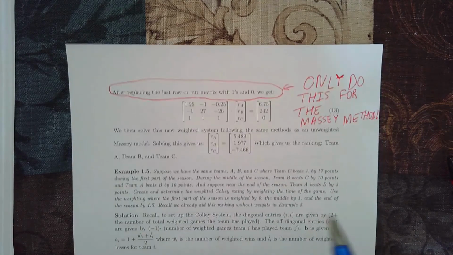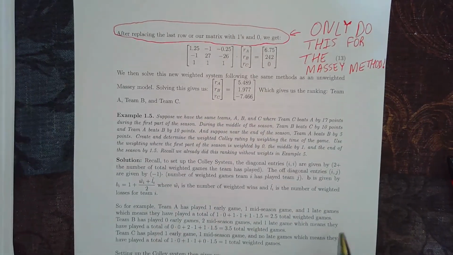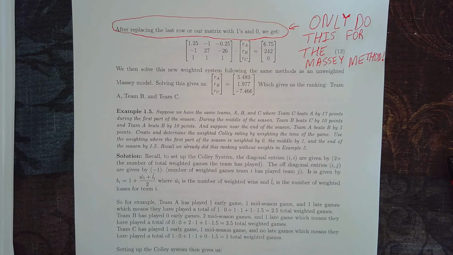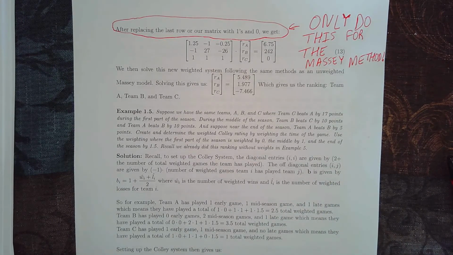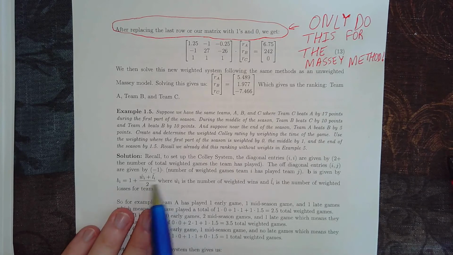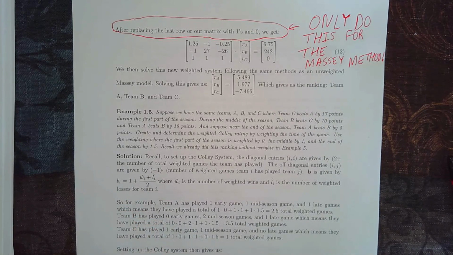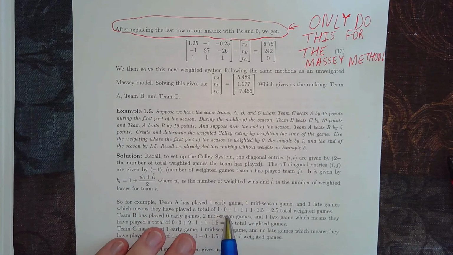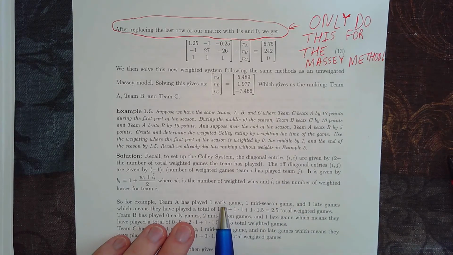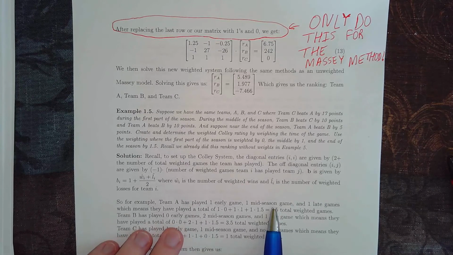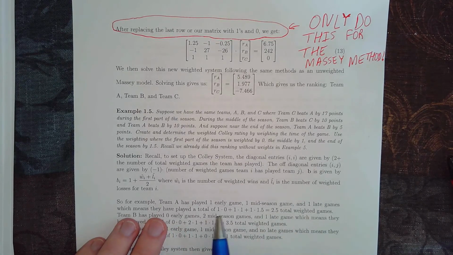We also can go ahead and perform this weighting by looking at the Coley method as well. So remember, for Coley, we're not too concerned with the point differentials. We just care who wins and who loses. And so when we're going and setting up these wins and these losses and total numbers of games played, we have to make sure to weight each of those as well. So in this example, Team A plays a single early game, a mid-season game, and a late game. So they played 1 times 0.